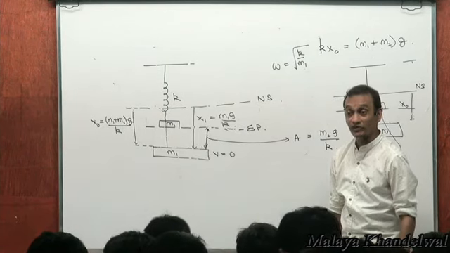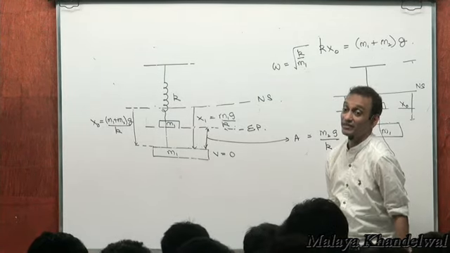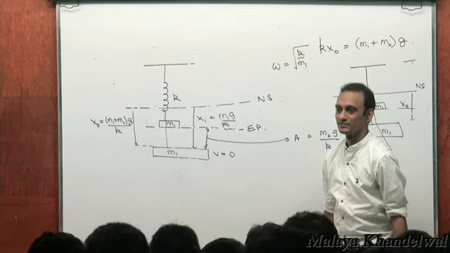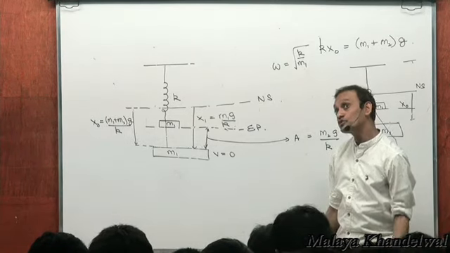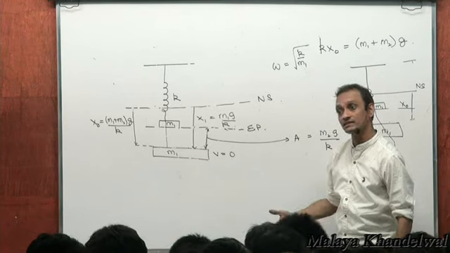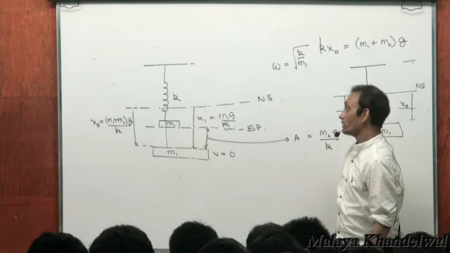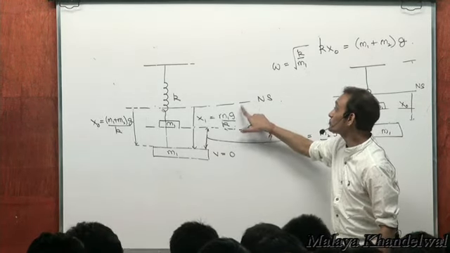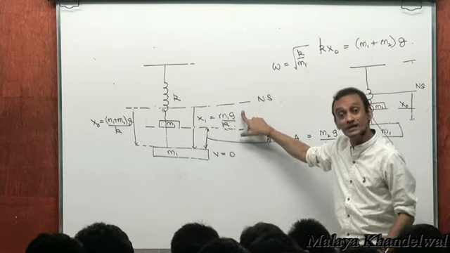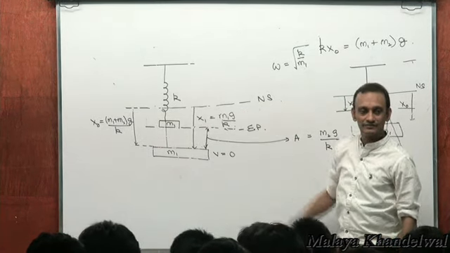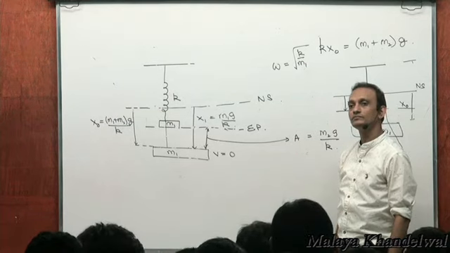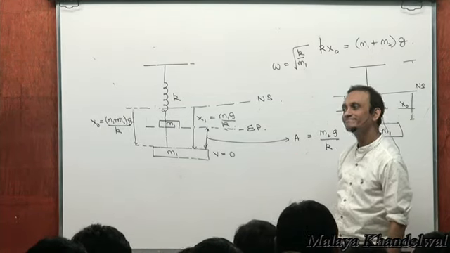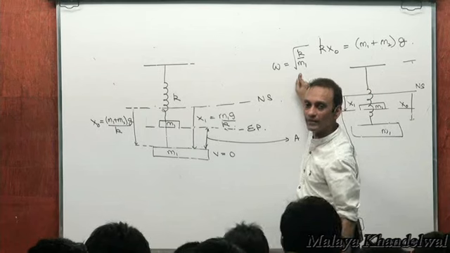Is that okay? So if m1 equals m2, the spring will never get compressed. If m2 is bigger than m1, the spring will get compressed. If m2 is smaller than m1, the spring will always remain elongated. Is that okay or not okay? And omega will remain root k by m1.